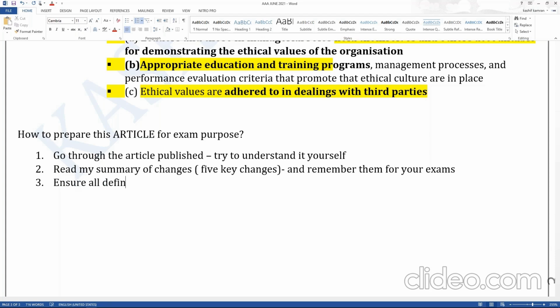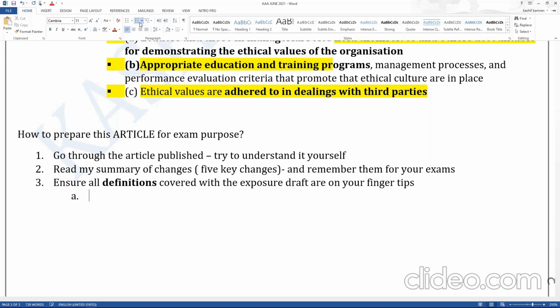Ensure all definitions covered within the exposure draft are on your fingertips. That's very important. So all definitions will be very, very important because I mentioned that yesterday. Whenever a new article is published, the examiner tests it for knowledge. So the examiner can ask you the definition. So ensure all definitions covered within exposure drafts are on your fingertips.